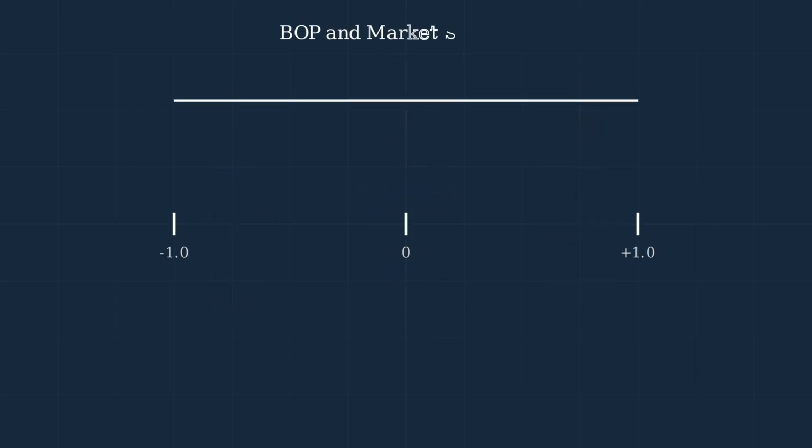The balance of power indicator reflects market strength on a scale typically ranging from -1 to +1. Negative values indicate selling pressure dominating the market. A value of zero suggests equilibrium between buyers and sellers. Positive values show buying pressure is in control. As market conditions change, the BOP indicator moves along this scale, helping traders identify shifts in market control.